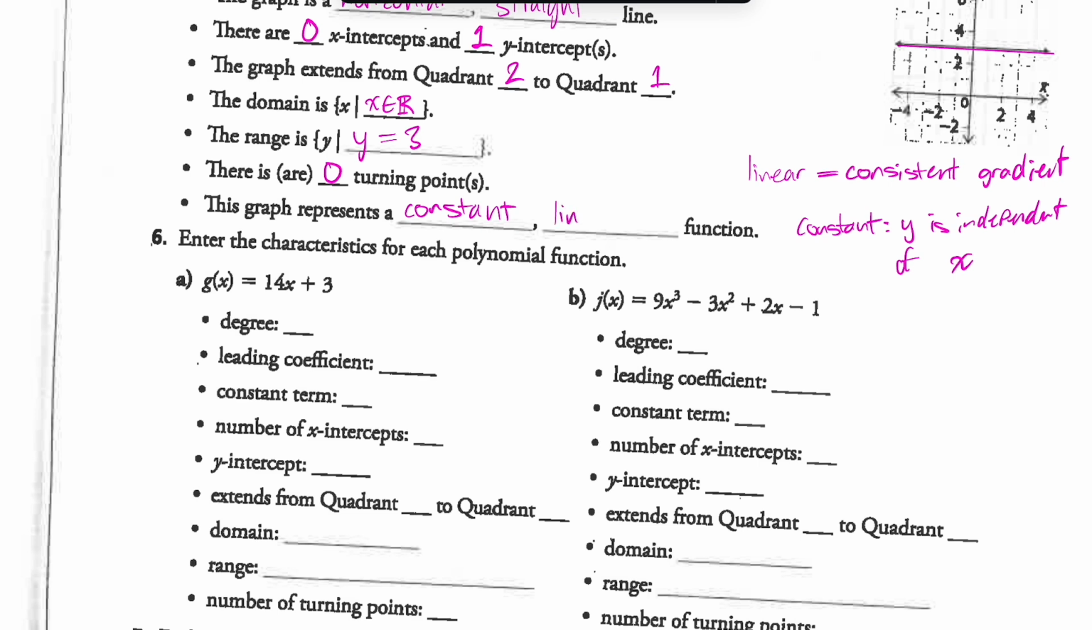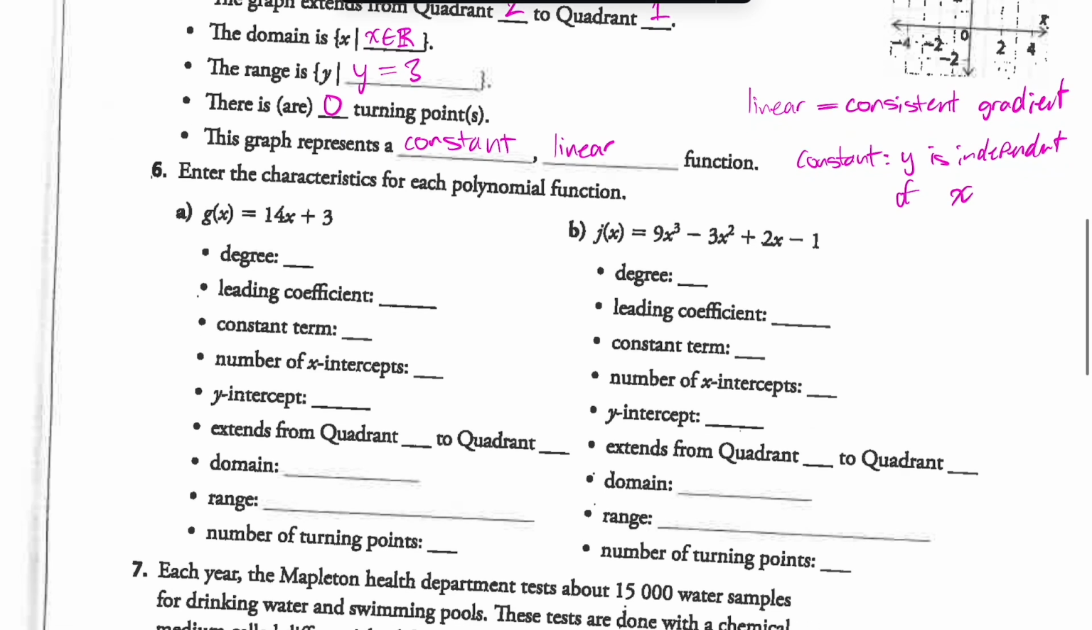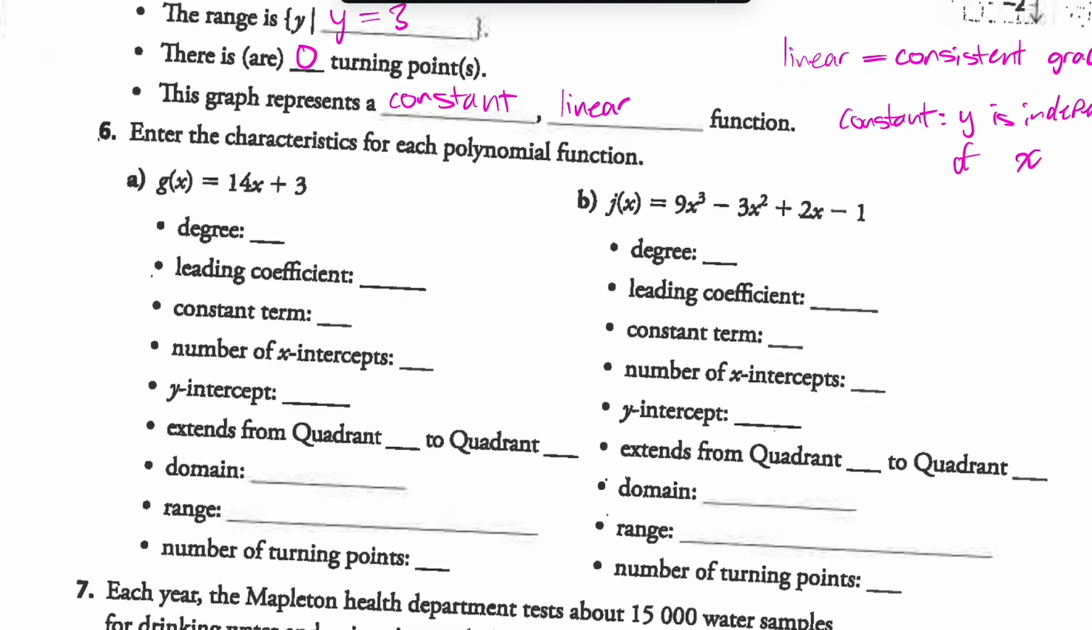Constant linear function. Okay, enter the characteristics for each polynomial function. So we've got a lot of terminology here. I'm going to go over them. You can skip forwards if you know them. The degree is the easiest one. It's just the highest power of x.